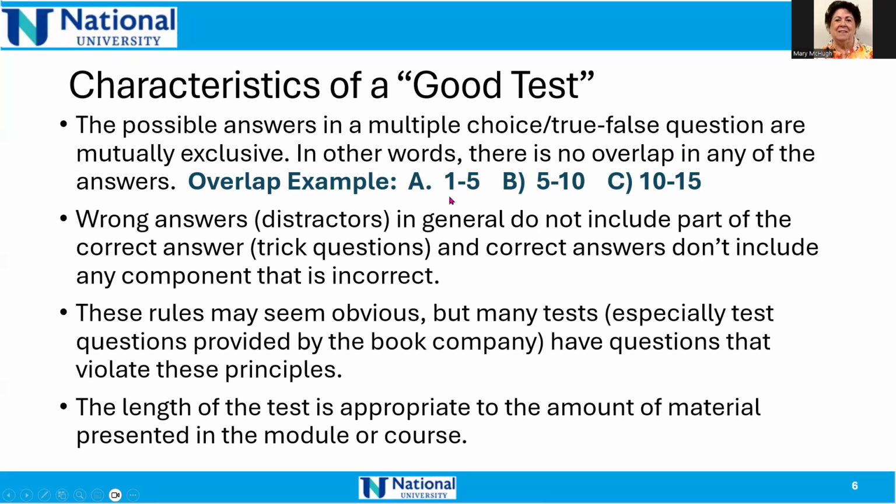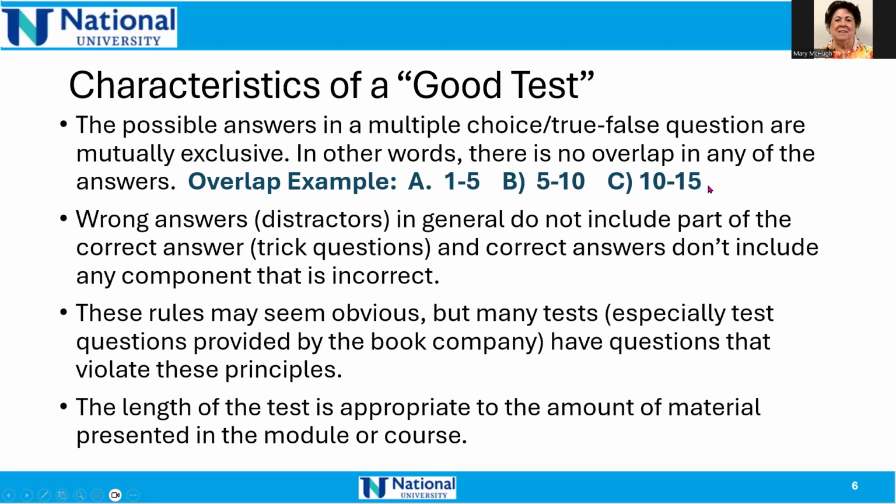So let's pretend we had some kind of question about something that is measured in numbers, and say it goes from 1 to 15. And maybe this could be children's ages. You do not want 1 to 5 being A, 5 to 10 being B. The question is, if the child is exactly 5 years old, what do you code them in, A or B or both? Because both are correct.